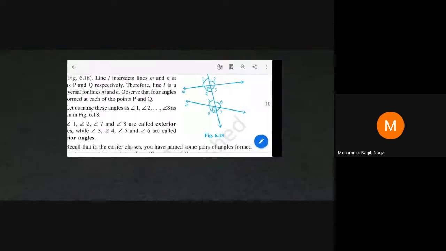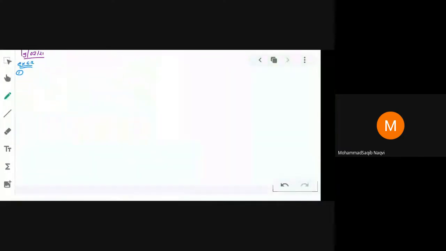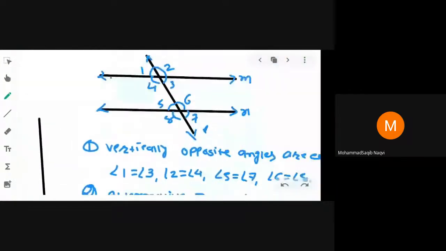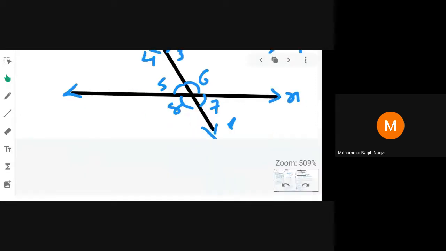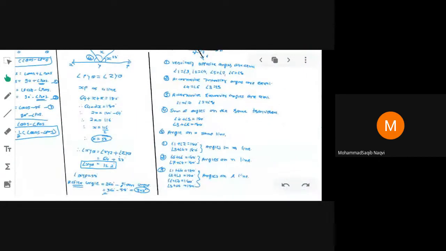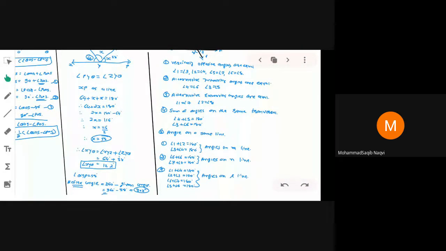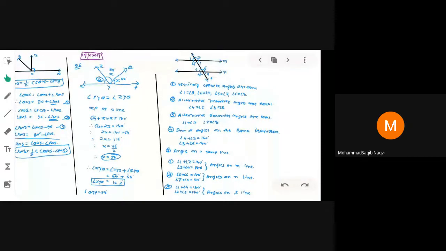What is a corresponding angle? See here the corresponding angles. You can see angle 1 and 5 are corresponding angles, right? Then angle 4 and 8 are also corresponding angles. Then 2 and 6 are corresponding angles, and 3 and 7 are corresponding angles. If we had space we could write it here, but we have no space, so remember this as another type of angle: corresponding angles. Clear to all of you?